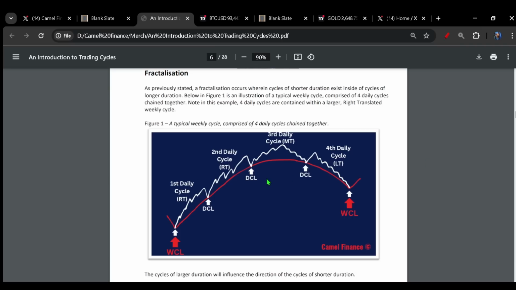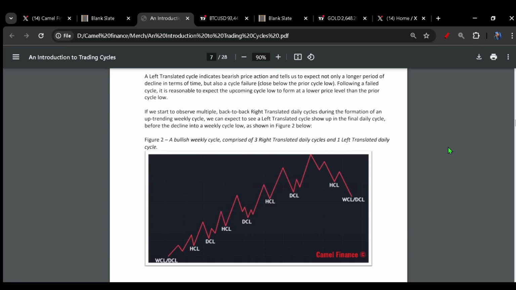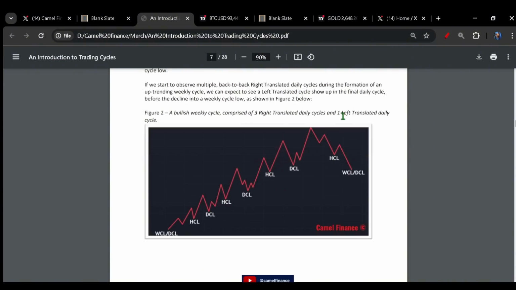When we chain together 4 cycles of any time frame, what we find is chaining together 4 of these cycles gives us the larger order degree cycle. And the last piece of cycle theory that I think is important to understand before we move on to the charts is the implications for a bearish or a bullish larger order degree cycle.